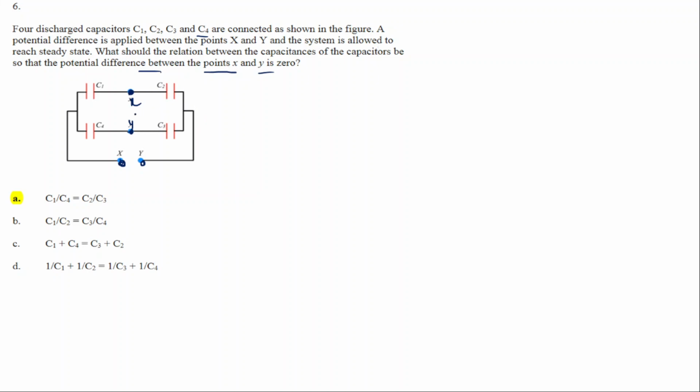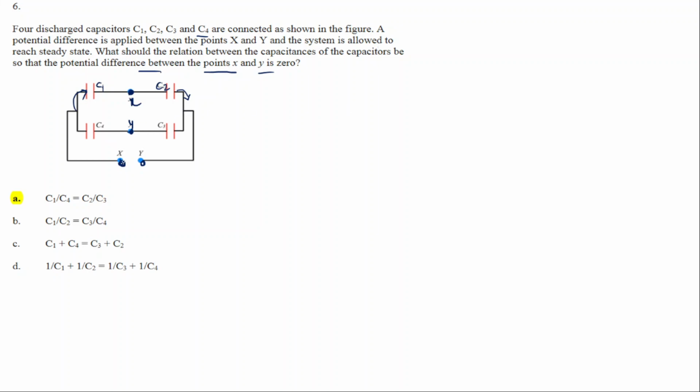Let's try to solve this. At first we have to know that if two capacitors are in series, their charge is the same. Why is it so? For a series connection, the charging current flowing through the capacitors is the same because there is only one path. That's why each capacitor will store the same amount of electric charge regardless of their capacitances. Here C1 and C2 are in series, so their charges remain the same.